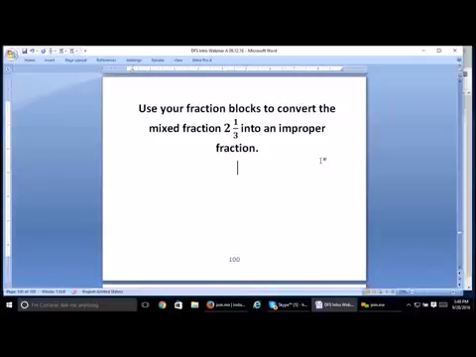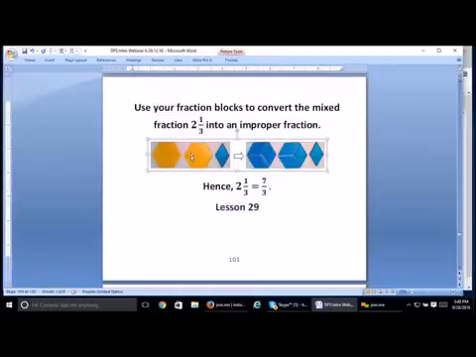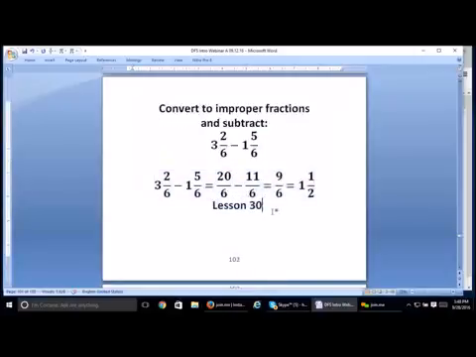Before we show the students how to convert a mixed fraction into an improper fraction, we have them use the fraction blocks. So here you have 2 1/3, and as you can see, that's the same thing as 7/3. Later on, they're going to be solving this because they're going to know that each whole has 3/3. So in 2, you're going to have 3/3 and 3/3 and 1/3, so that'll be 7/3. So this is lesson 29. And so now they can subtract these fractions by changing this to 26/6 minus 11/6.